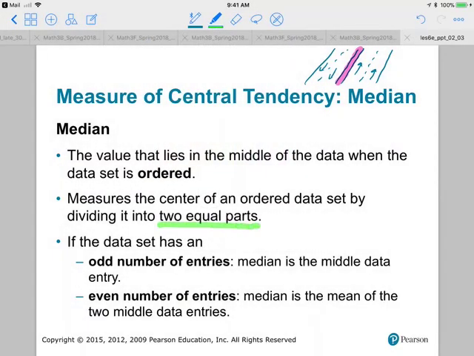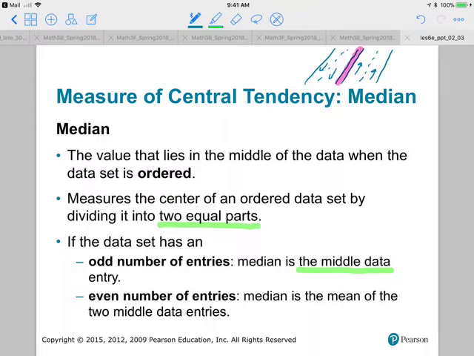You're dividing it into less than the median, greater than the median, right? So because the median is in the middle, when you take your data set, you're breaking it into two parts, and the two parts are equal. Now, notice here, if the data set has an odd number of entries, the median is the middle data entry. However, if the data set has an even number of entries, then there is no median.